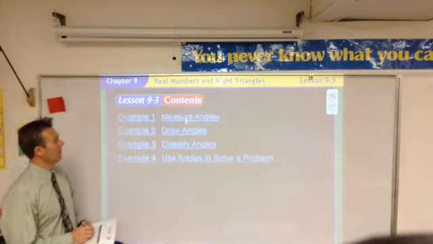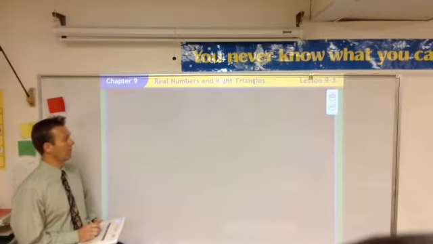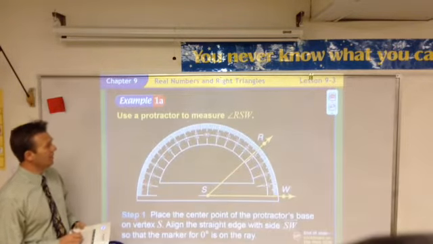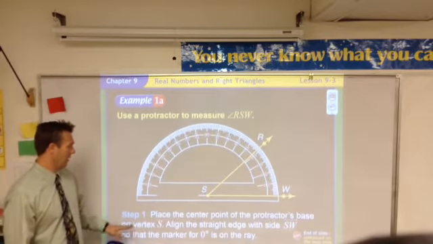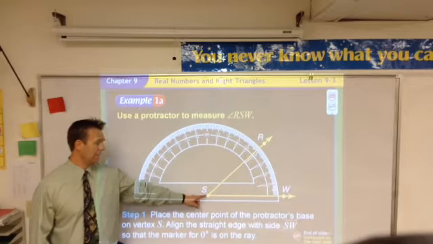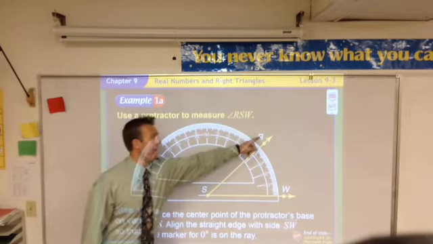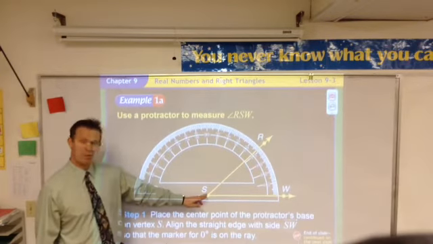So angles. What we have is 4 examples today: how to measure angles, draw angles, classify, and use angles to solve a problem. The first one is learning how to use a protractor. Now you see this is called a protractor, and it's very important that in step 1 you place this little dot where the vertex is of this angle RSW. This is called the vertex.